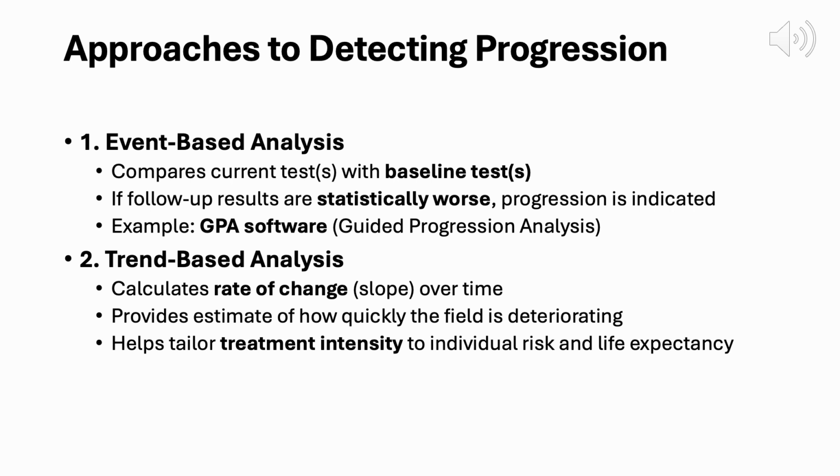First is event-based analysis, which compares current visual field tests to a baseline. If the follow-up tests are statistically worse, that suggests progression. GPA software, guided progression analysis, is a common tool for this. Second is trend-based analysis, which looks at the rate of change over time. This method helps us estimate how quickly the field is worsening and allows us to adjust treatment intensity based on individual risk and life expectancy.